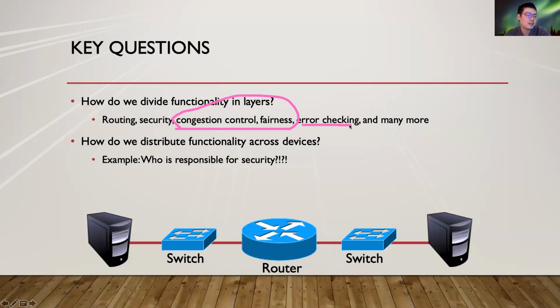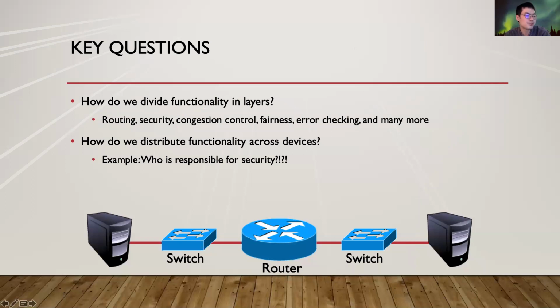Another is error checking. Errors can be caused by various reasons, for example radiation around can flip a bit from 1 to 0 or 0 to 1. You want to avoid that from happening. If it happens, you need to detect it and ask the sender to retransmit. So we have a lot of functionality in the network that we need to achieve.